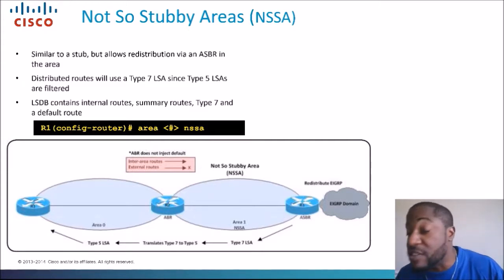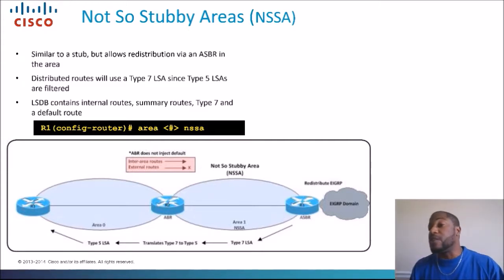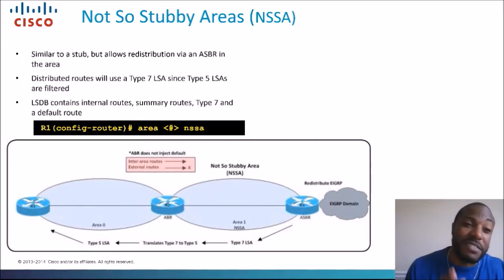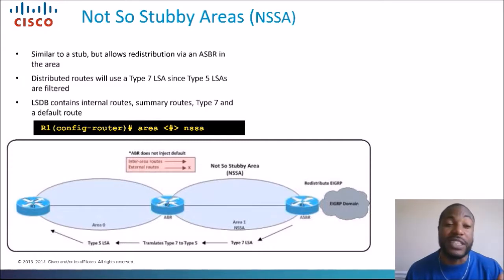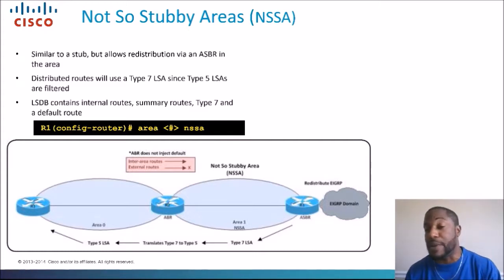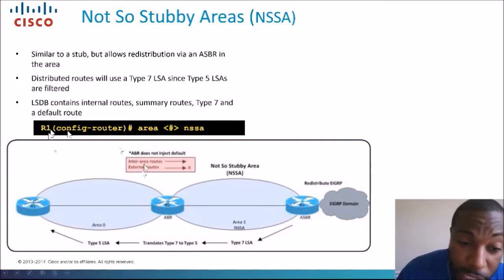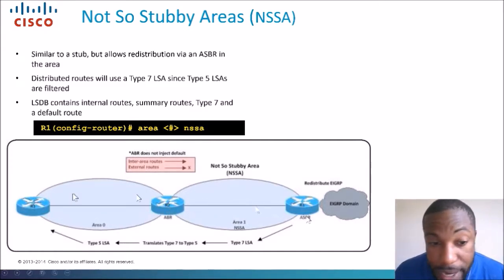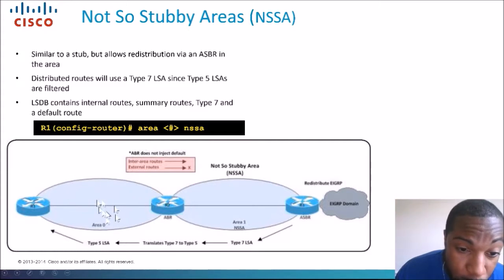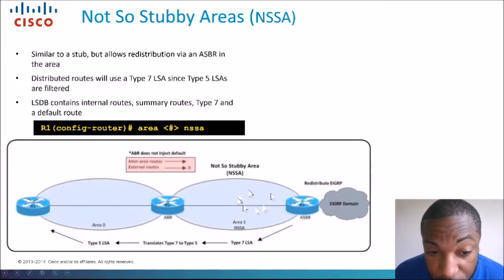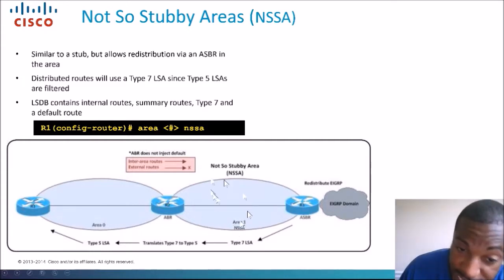What's a not so stubby area? I would love to meet with the people in Cisco's R&D department when they thought of these names. A not so stubby area is similar to a stub, but it allows redistribution via an ASBR. We know what an ASBR is, right? Autonomous System Boundary Router. You look at this topology right here. We got router 1, router 2, and router 3, right? We got area 0 right here between router 1 and 2, and then area 1 between router 2 and 3. This is the not so stubby area.